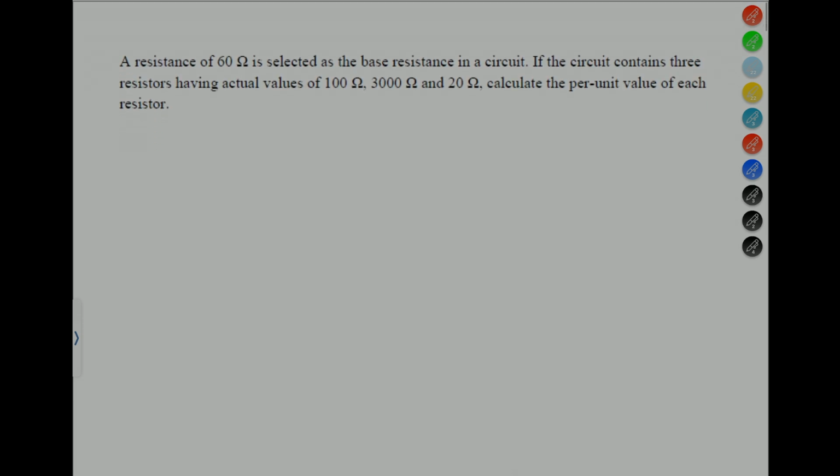And in today's problem, we're going to calculate the value of each resistor. And that value that we're going to calculate is going to be the per unit value. So before we do that, let's realize that the 60 ohm resistor is going to be our base resistance. So the 60 ohm is going to equal RB, which is equal to 60 ohms.